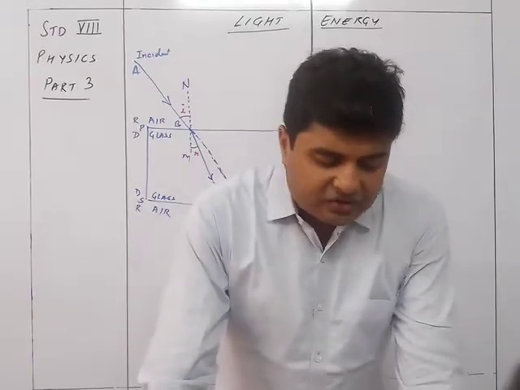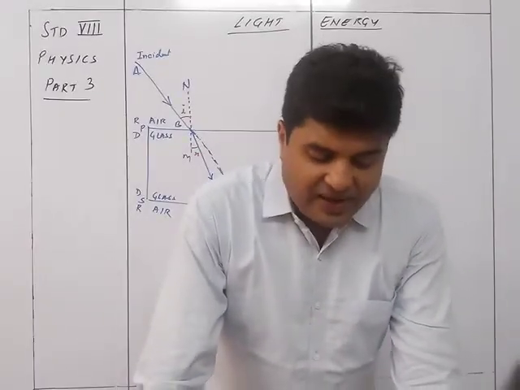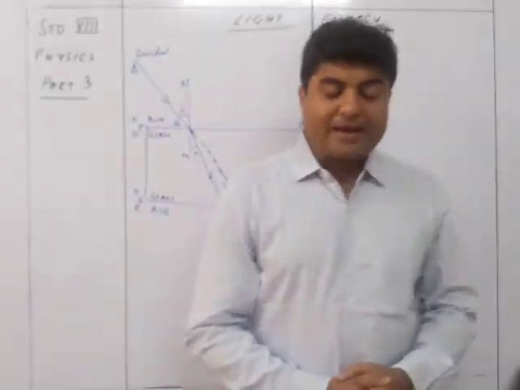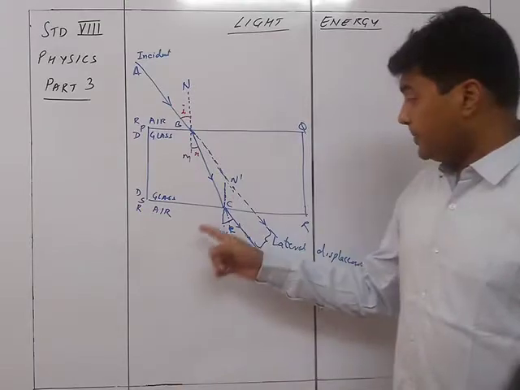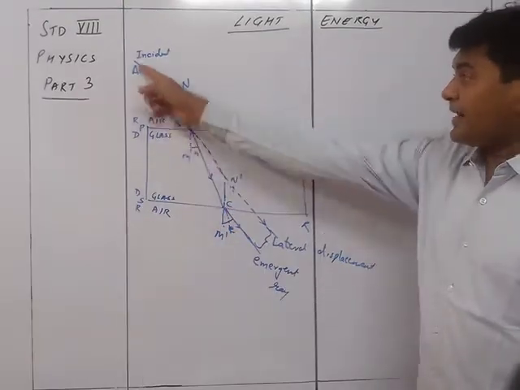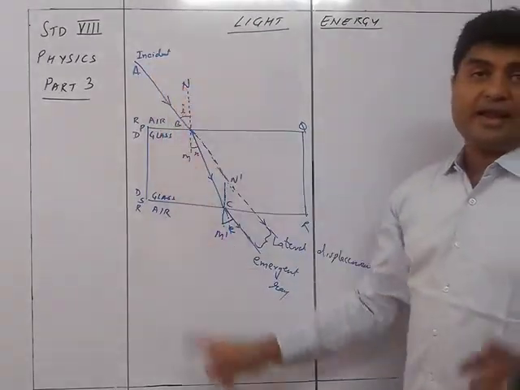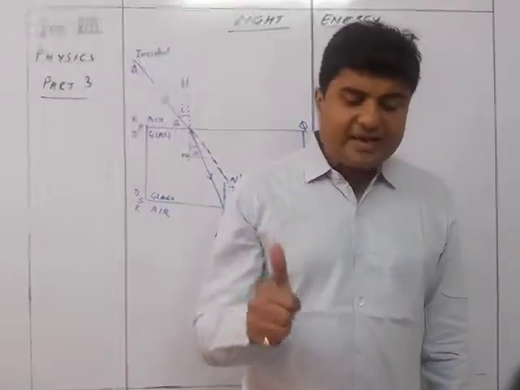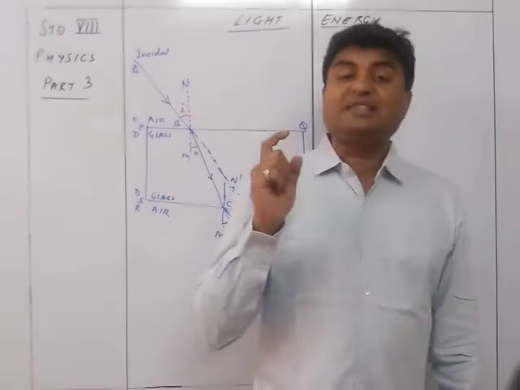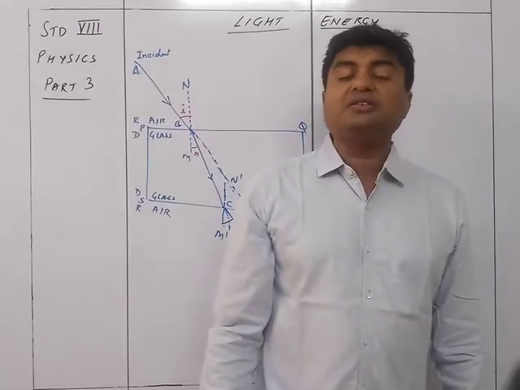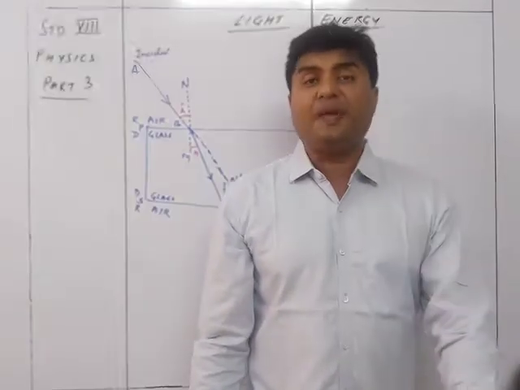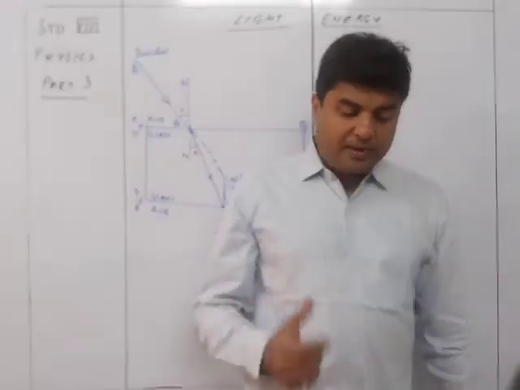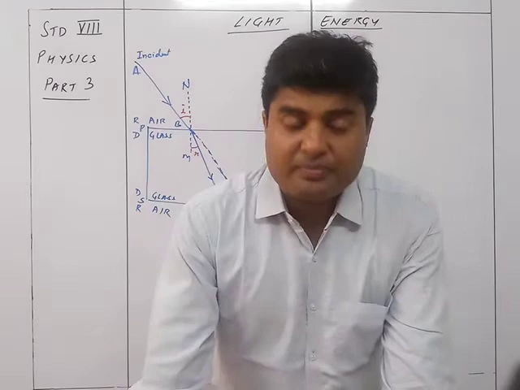The ray AB is called the incident ray, BC is the refracted ray, and CD is the emergent ray. The emergent ray CD is parallel to the incident ray AB. This is the important part over here. Thus both the incident ray and the emergent ray are in the same direction, but the emergent ray is laterally displaced from the incident ray.